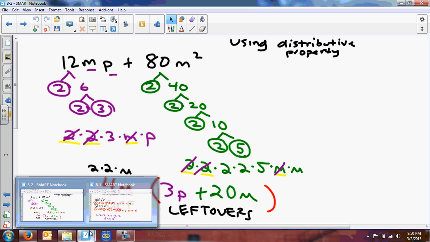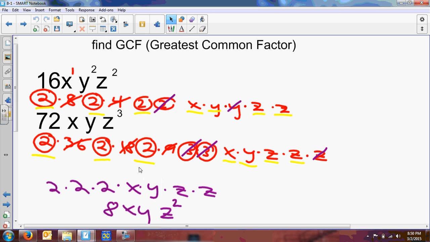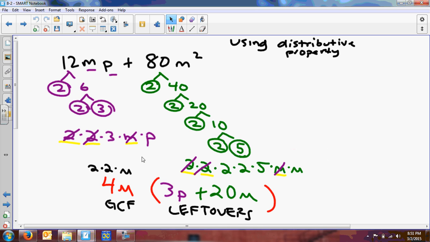Now at 8-1, I didn't worry about the leftovers, but we could see that we crossed out the 2's, the 2's, the 2's, x, y, z, z. So on top, this 2 and this y would have been part of our leftovers, and 3 times z would have been part of our leftovers, okay? We're actually going to be using those here, okay? So wherever you get your greatest common factor outside of the parentheses, everything left over goes on the inside.